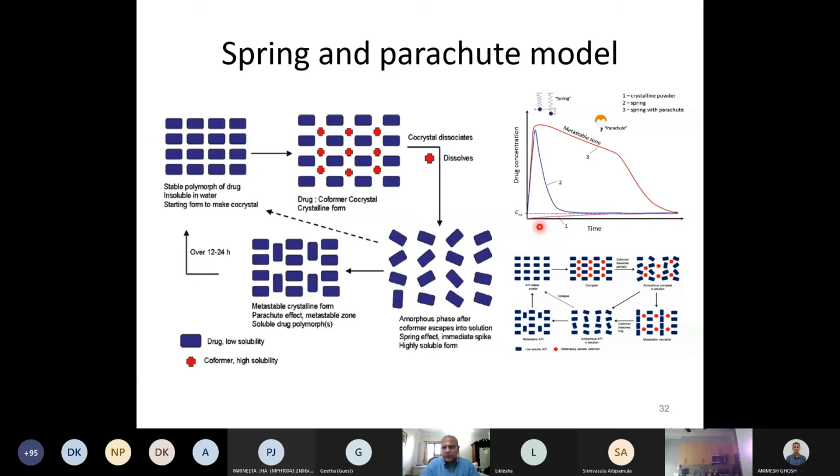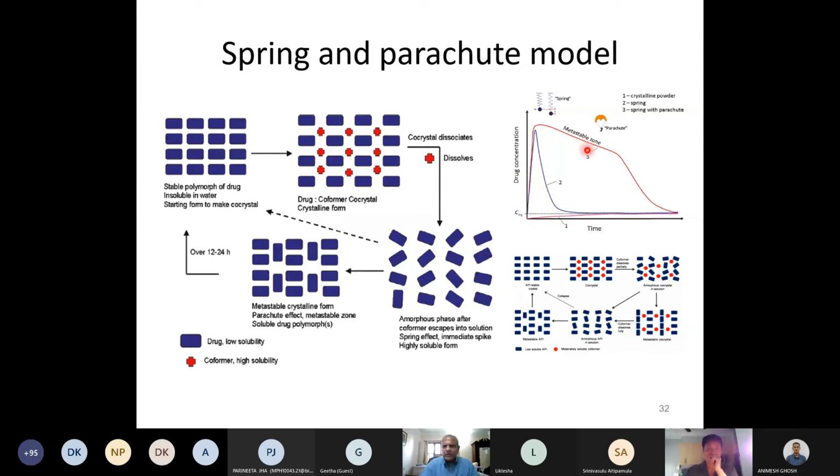Typically, in a parent API, what you see is what we refer to as a spring effect, which is shown as the blue curve. Of course, the reference is the drug at the bottom, which shows a very, very low solubility. That is the stable crystalline form. If you have a polymorph or an amorphous state, which will be graph 2, it will show an immediate spike. But as soon as there is supersaturation, immediately precipitation happens, and within about half an hour or 40 minutes, the drug solubility and dissolution crashes down to the parent value or the original crystal form value. So you don't get that much area under the curve because of rapid precipitation.